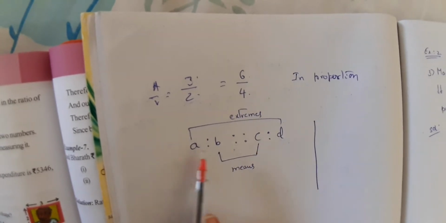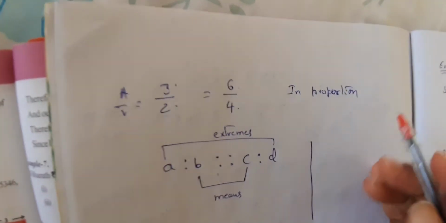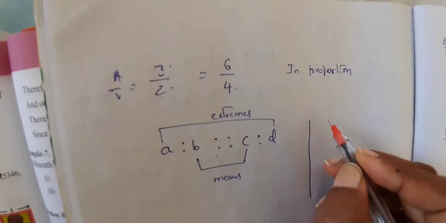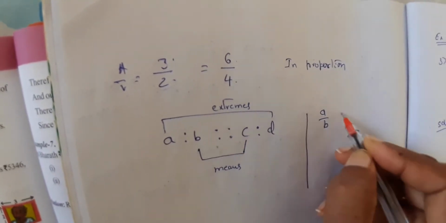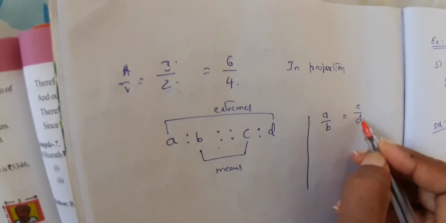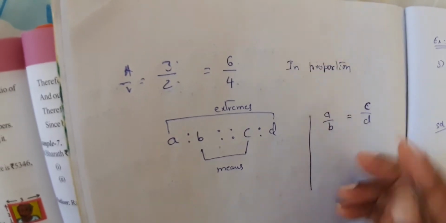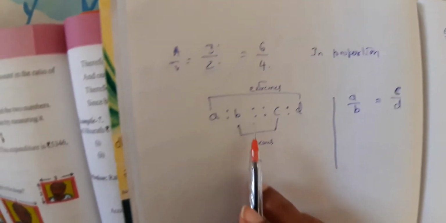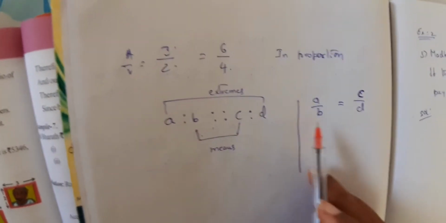That means A by B. What is the meaning of this? So we can write this as A by B is equal to C by D. This is the meaning of it. Right? So then we have given a short form to be like this. But this is the meaning.